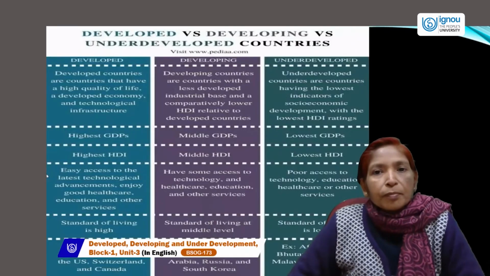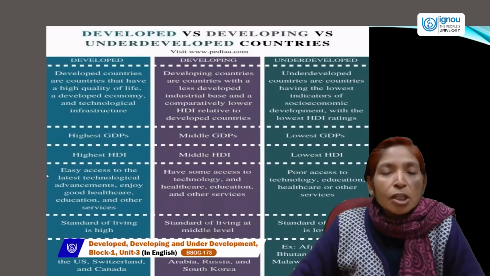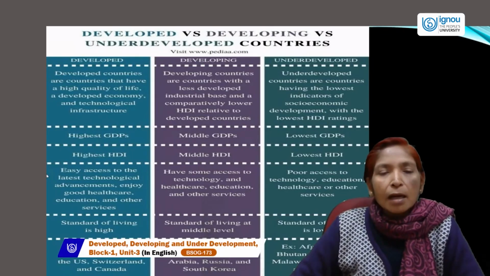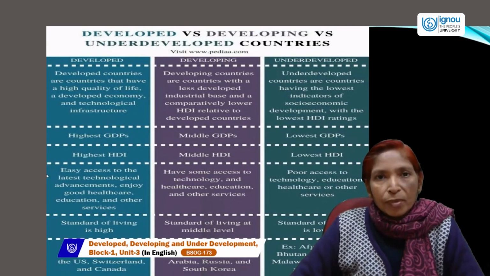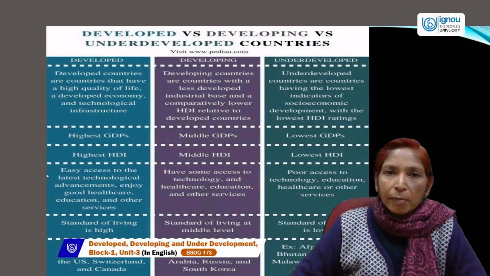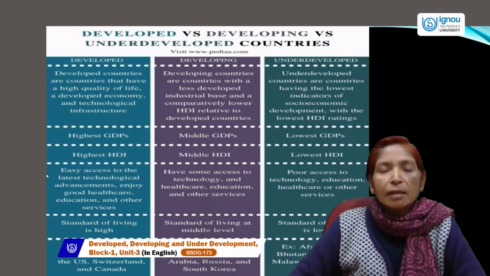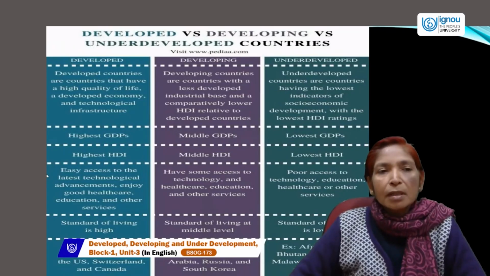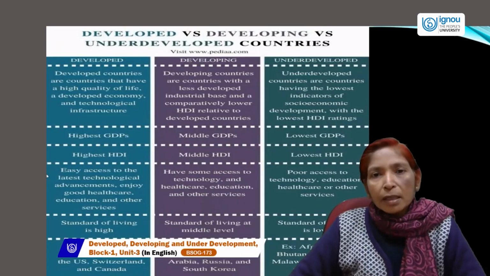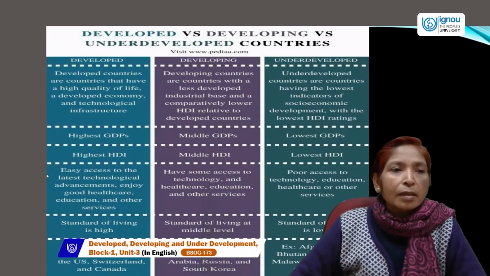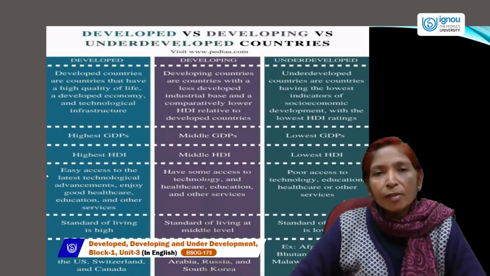Next, now we can distinguish between all these three types of countries: developed, developing, and underdeveloped countries. Because we have discussed these three concepts: one is underdeveloped, second is developed, and third is developing. Now we can make the difference between these three concepts. Developed countries are those countries that have a high quality of life.